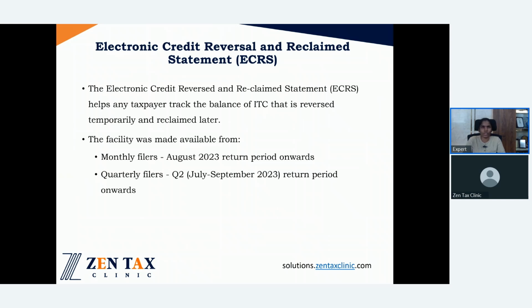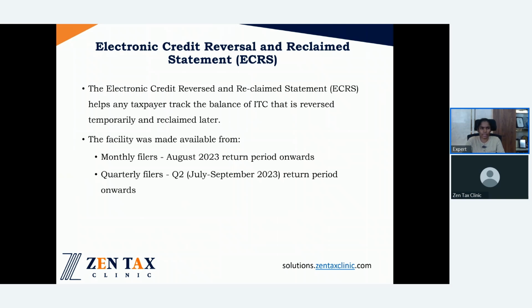That was an issue. So now the government came up with a statement or ledger similar to the electronic cash and credit ledger, that is the electronic credit reversal and reclaimed statement, which helps any taxpayer keep track of the ITC balance which was temporarily reversed and could be reclaimed later. This facility was made available for monthly filers from the August 2023 return period, and for quarterly filers from quarter 2 of financial year 23-24, that is from July to September 2023.